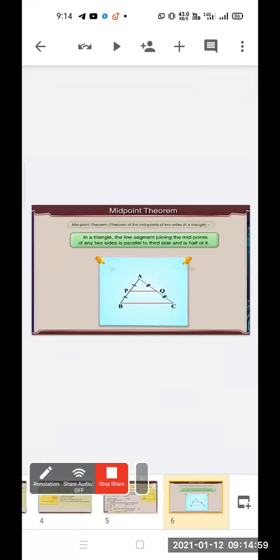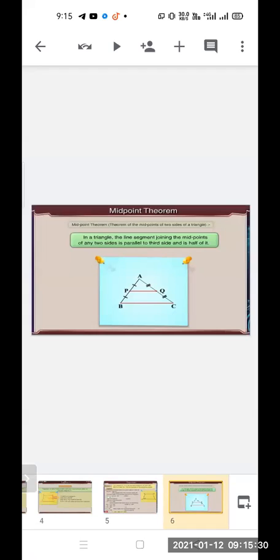So next, a very important theorem we are going to learn: the midpoint theorem. This theorem is very important in this chapter, since most of the questions may be asked on it. Mostly questions are asked on the midpoint theorem. So listen carefully. What is the midpoint theorem?